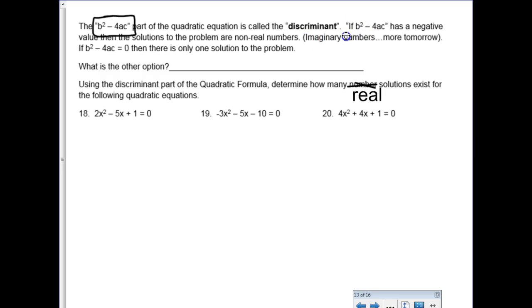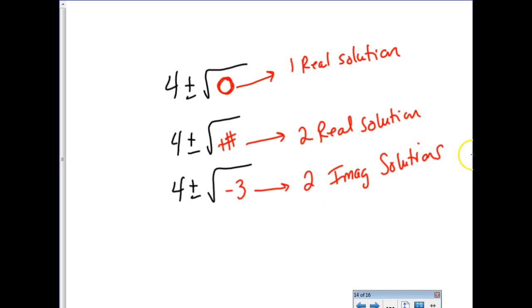Okay, so if it is a negative value, then the solution is going to be 2 imaginary solutions. So somewhere on your paper, you need to highlight or write down what we just had on this slide. So if the discriminant is 0, you have 1 real solution. If the discriminant is positive, you have 2 real solutions, and if the discriminant is something negative, you have 2 imaginary solutions.